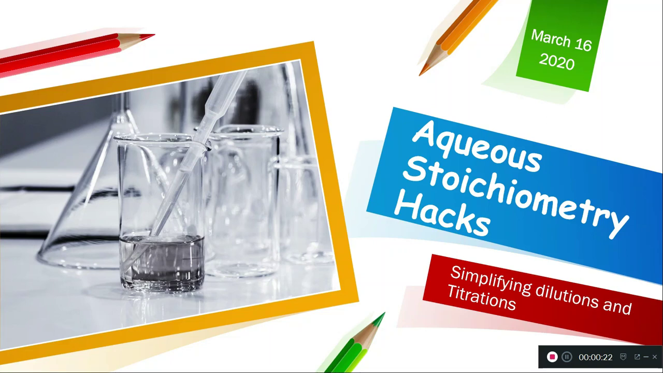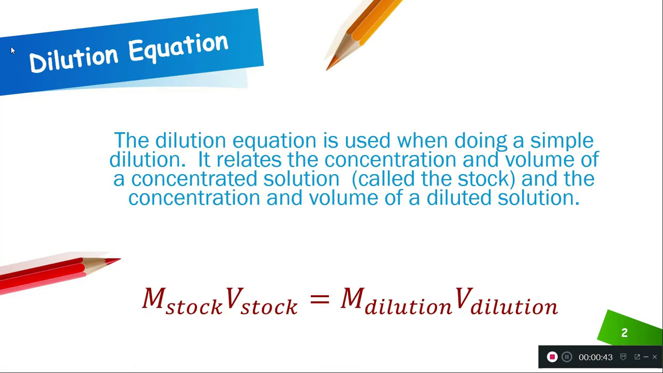Hello, Chem 2. Today we're going to show you some aqueous stoichiometry hacks, situations where you can actually use some equations in order to make some of the calculations quite a bit easier. It doesn't work all the time, but it should work for special, unique circumstances. The first one that we're going to do is called the dilution equation.